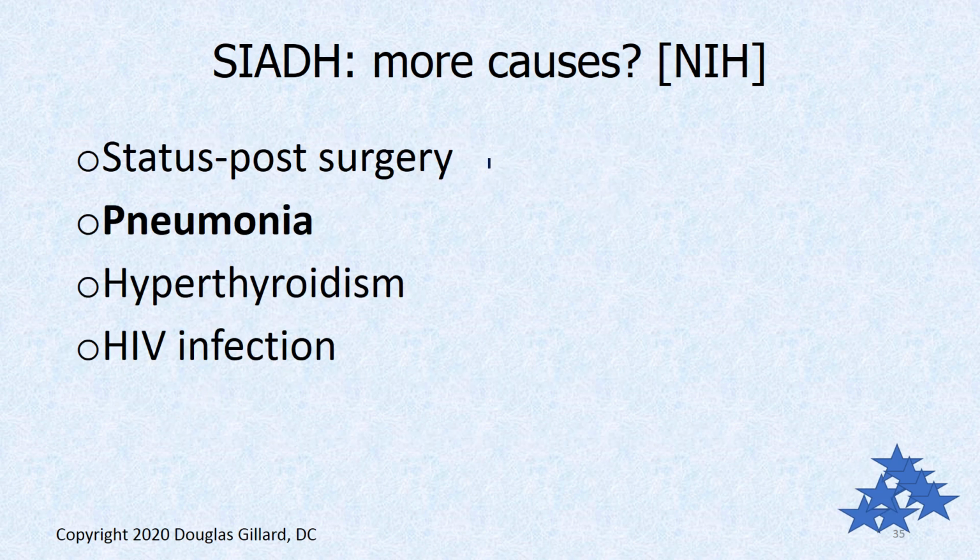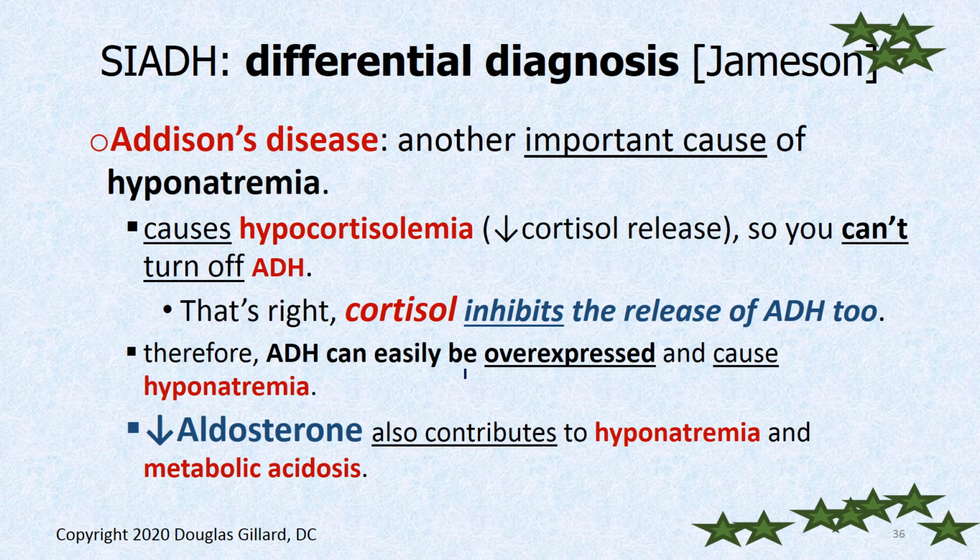Status post-surgery, anywhere in the body, the trauma can do it. Pneumonia, hyperthyroidism, these are more rare causes here, but HIV infection. So there's a lot of, that's why I put diseases in general. That's kind of the first thing you think of if somebody has overproduction of ADH. Oh geez, I got something else going on. There are differential diagnoses. There's some kind of similar type conditions.